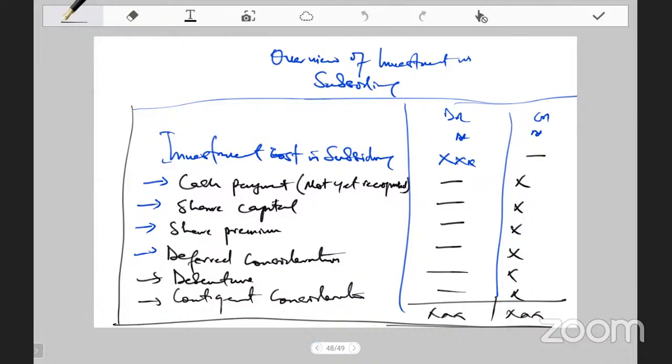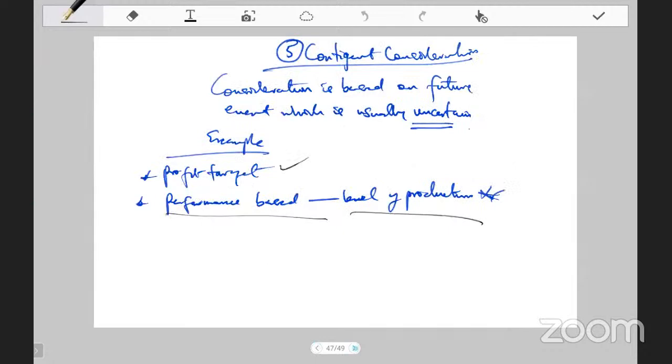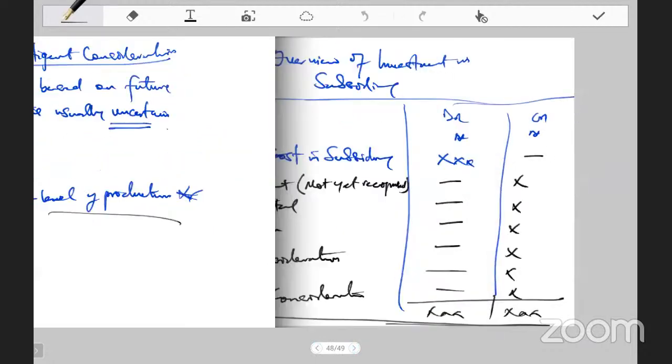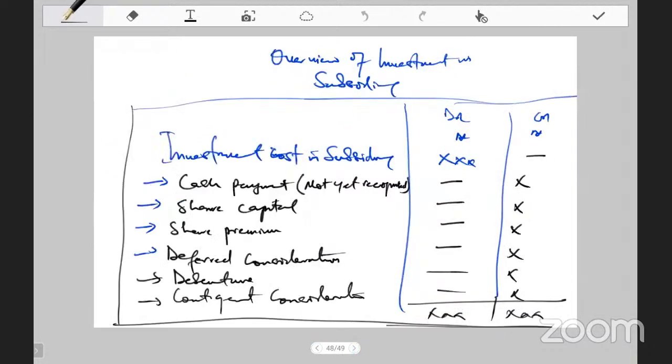I said this overview of investment is just bringing everything that we have done into one instance. We are saying that all these values that you have here, from cash, capital, share premium, they are all added together to give us the value of the investment cost in the subsidiary.